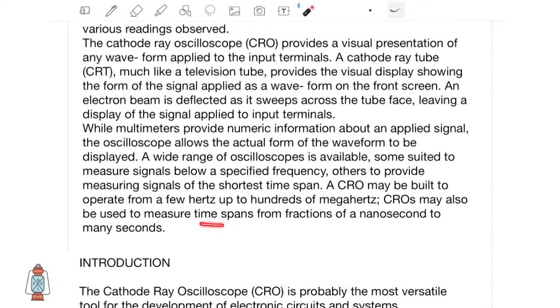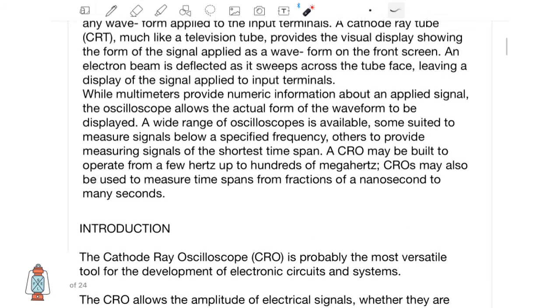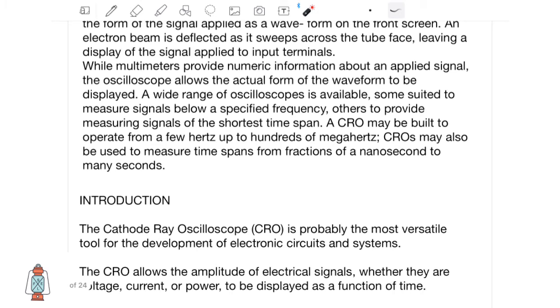Also, we can measure time spans from fractions of a nanosecond. You can imagine a fraction of a nanosecond. A nanosecond is already 10 to the power minus 9 seconds, and उसका भी some fraction. So the flexibility it gives, the liberty it gives, the freedom it gives is priceless, and hence it is part of your syllabus. So we ended up with a why question.